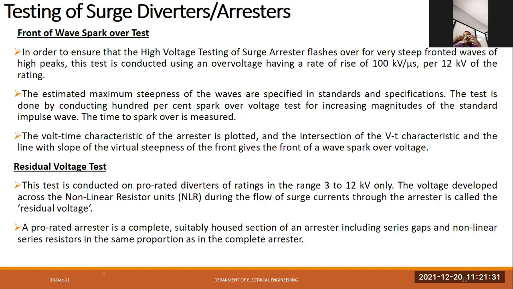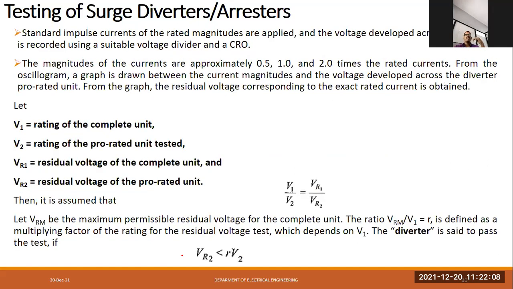So during the flow of surge current through the arrestor, whatever be the voltage developing across the NLRs, we can say non-linear resistor units, that is known as the residual voltage. Whenever that prorated arrestor is considered complete, suitable halves or a section of an arrestor, including these gaps, whatever series gaps, or we can say non-linear series gaps, are there, these will have the proportion, right? So at that time we can say that the complete arrestor is passing the residual voltage test.